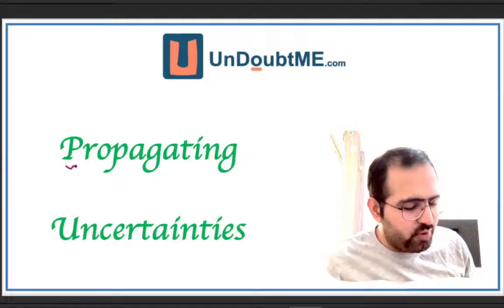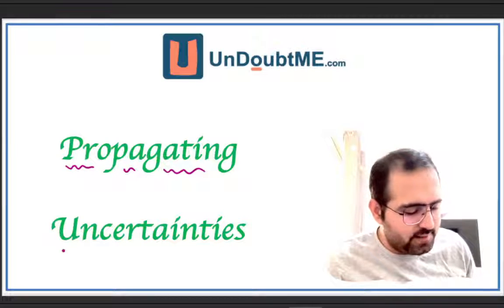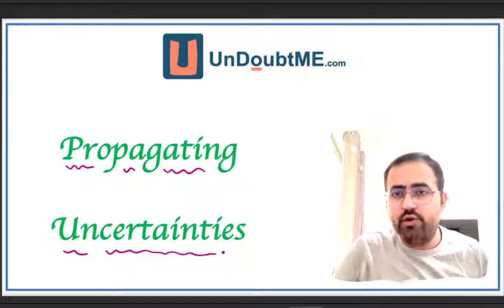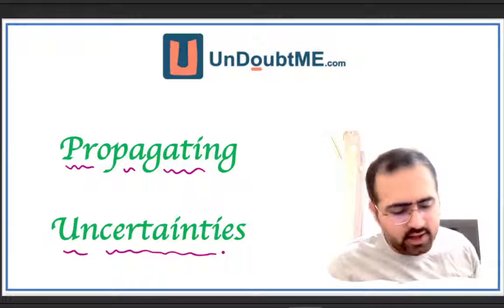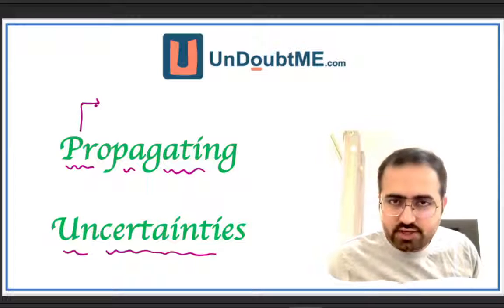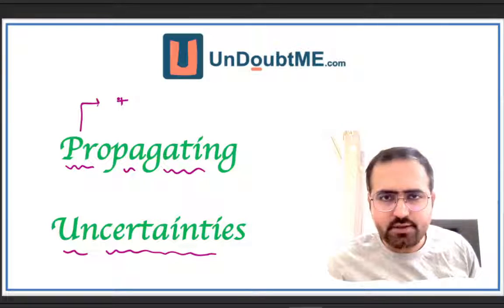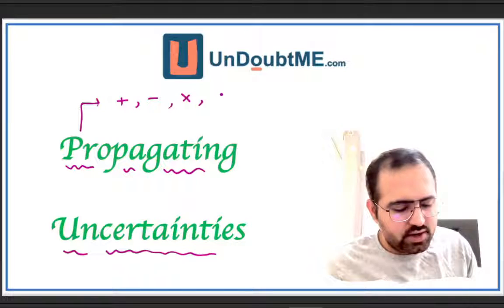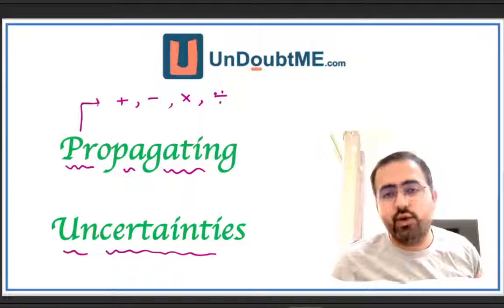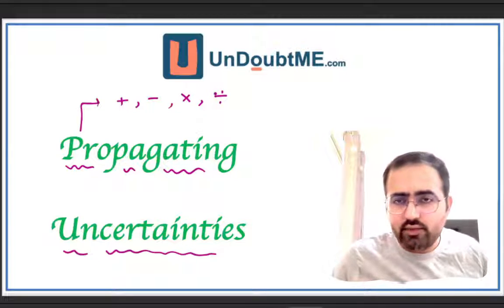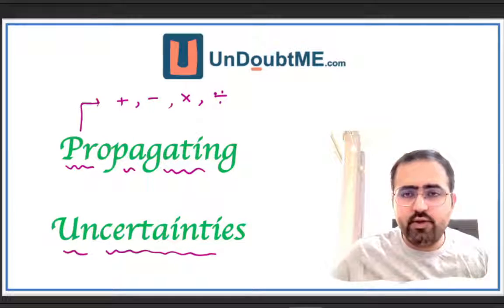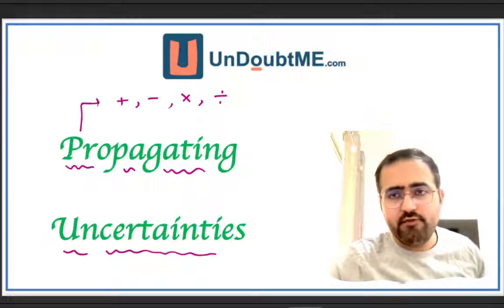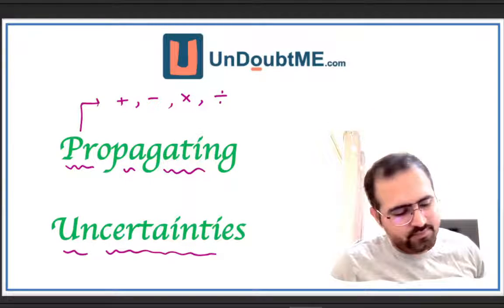So what is the meaning of propagating uncertainty? Propagating means when we have to deal with two different quantities having uncertainty, then there can be four options. Either it will be addition, subtraction, multiplication, or division of those quantities. In this video we are going to learn about all of them with the help of some examples, and possibly after those examples you will be fine with this topic.